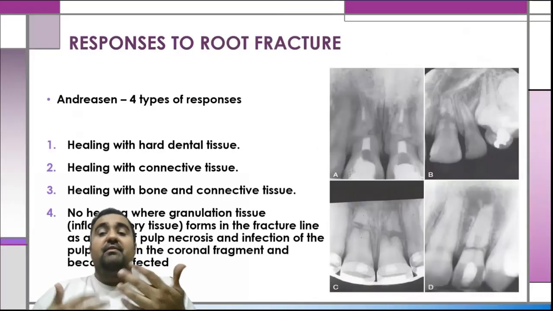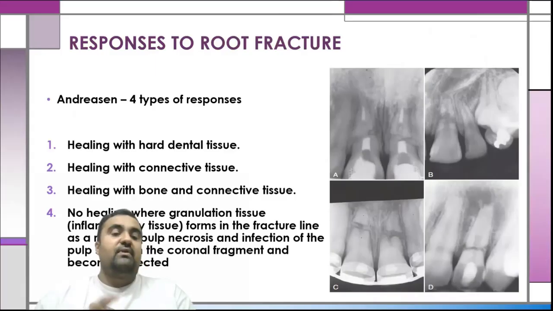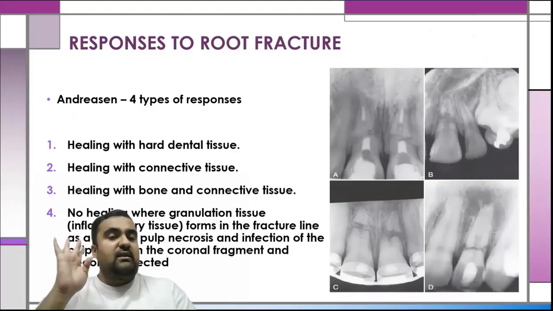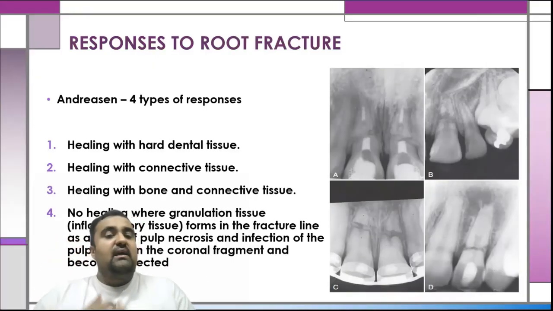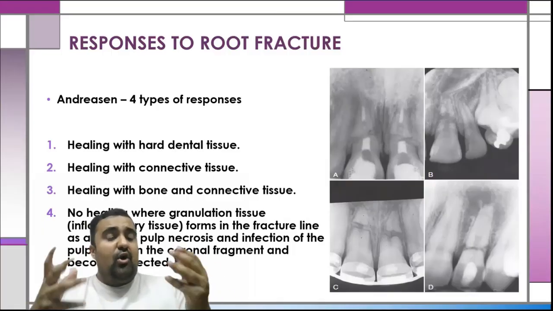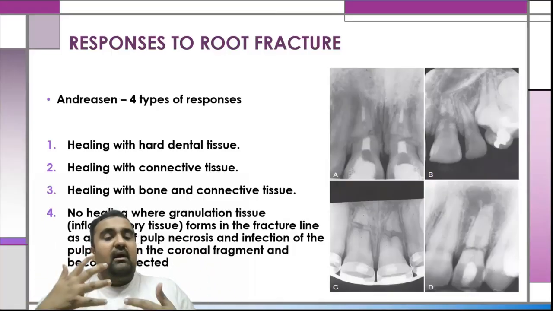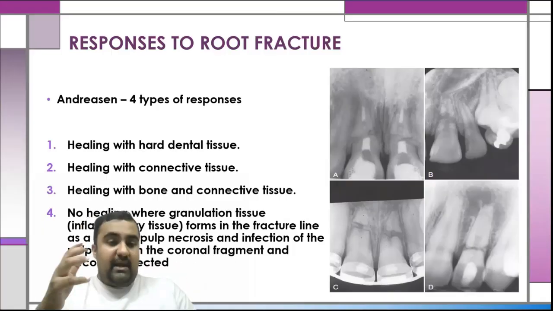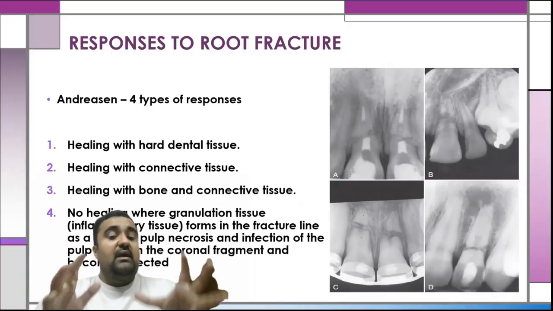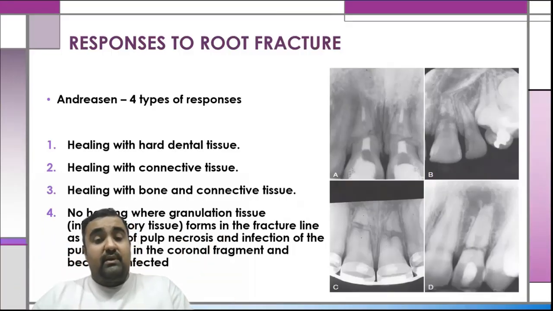So basically, we have different types of healing in these root fractures. We have a classification by Anderson et al., who states four different types of responses. Healing with hard dental tissues, healing with connective tissue, healing with bone and connective tissue, and no healing at all, where granulation tissue or inflammatory tissue has already been formed in the fracture line, and as a result, there is pulp necrosis and infection of the pulp space, especially in the coronal fragment, which becomes infected.